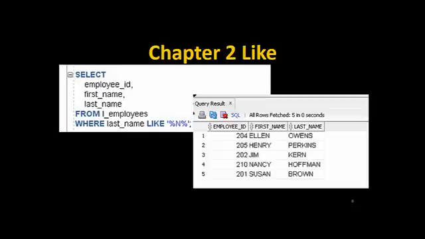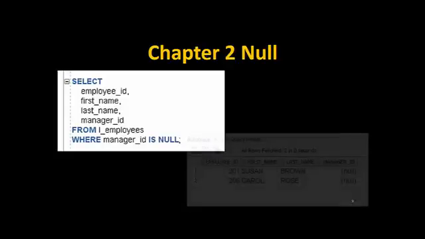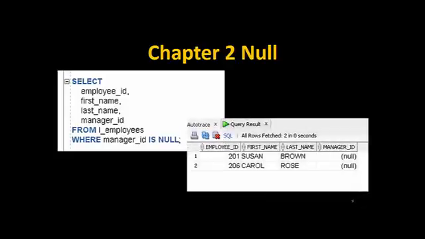Now, we've talked about null several times in the last couple of classes. In our where clause, we do it as is null. Okay? Very simple code statement, and there's our results. We have two people, Susan and Carol, that have not been assigned a manager yet.